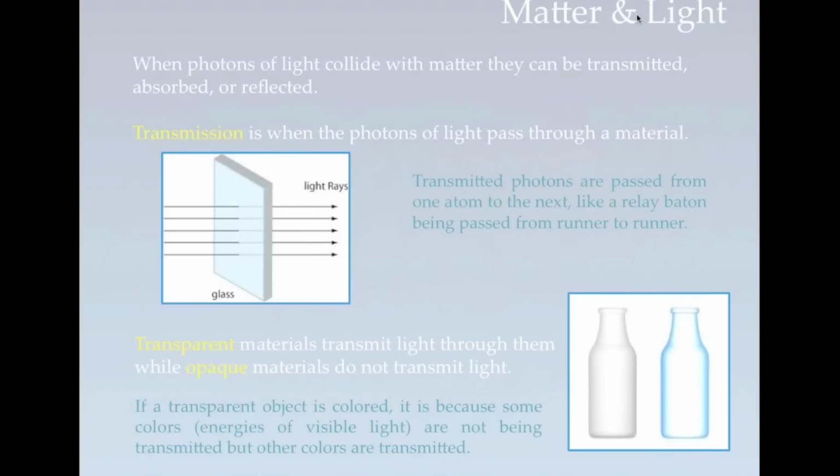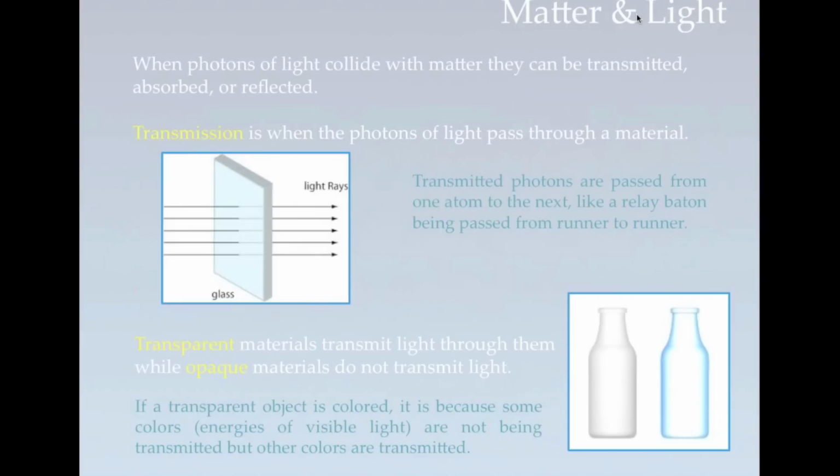So clear materials, materials where light is transmitted through them, are actually absorbing that light and passing it through from one atom to the next until it comes out the other side. This is all happening in instants. You aren't able to see the operation of the light being passed through the material, but it's happening.